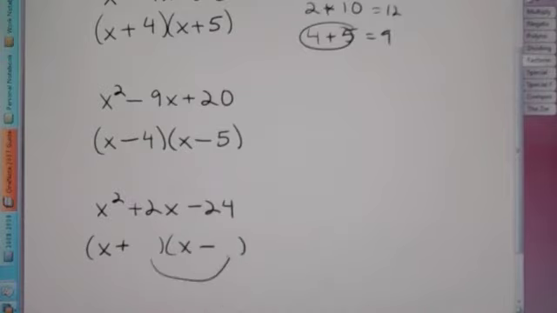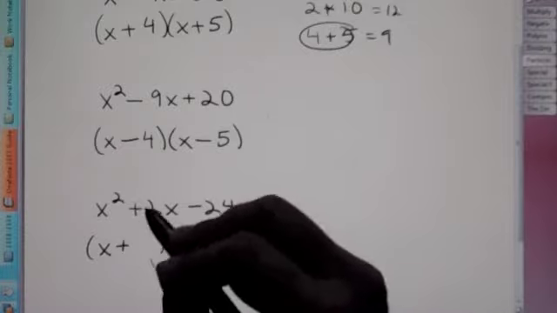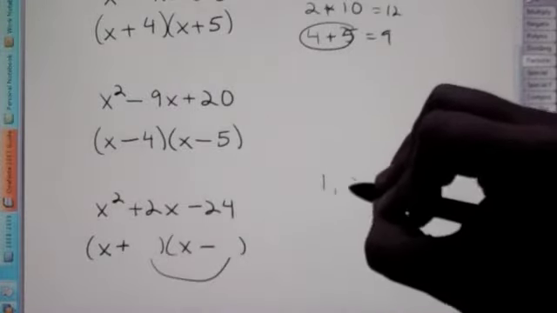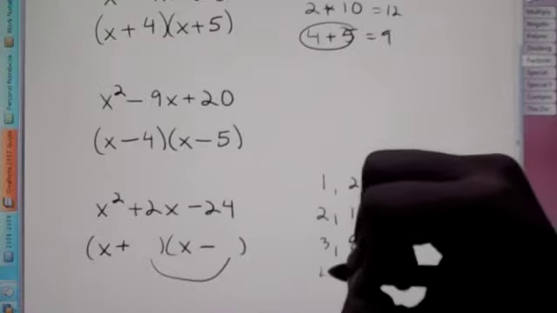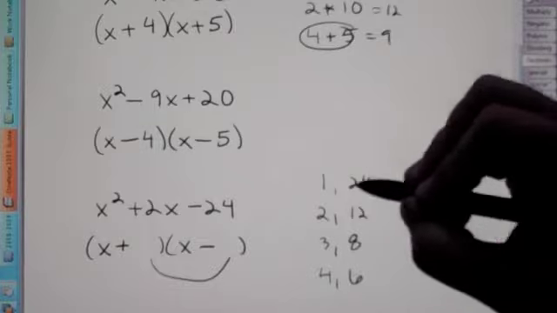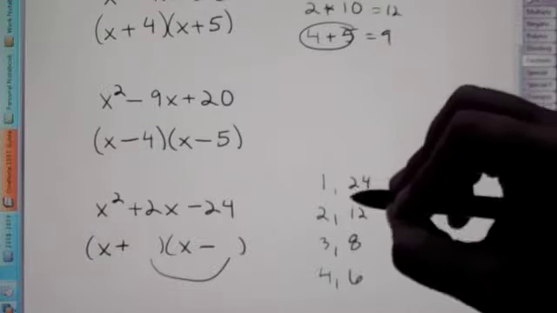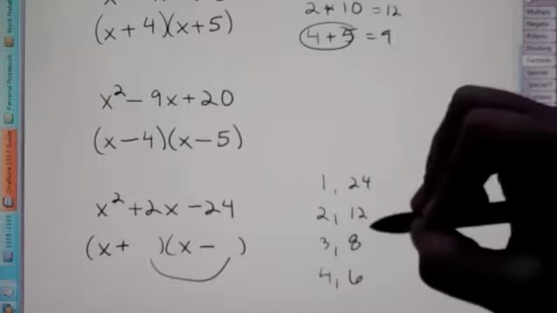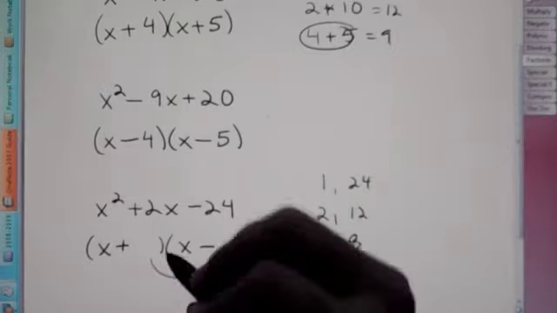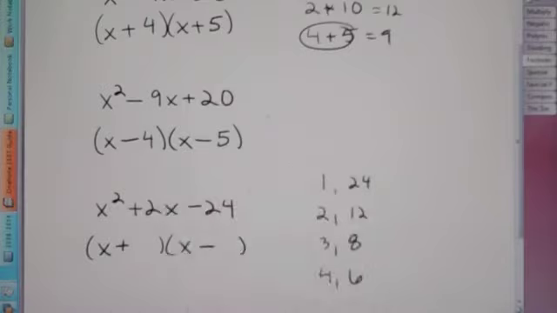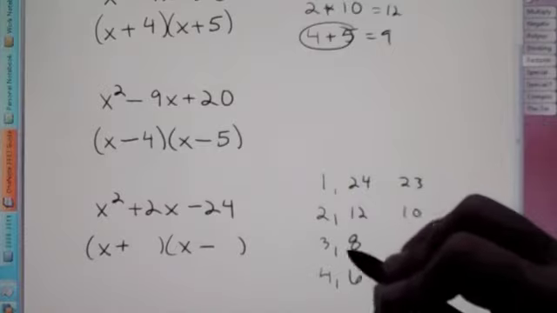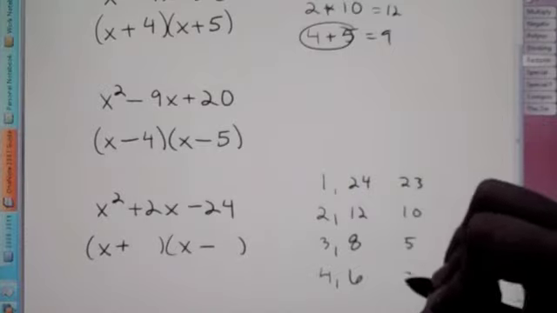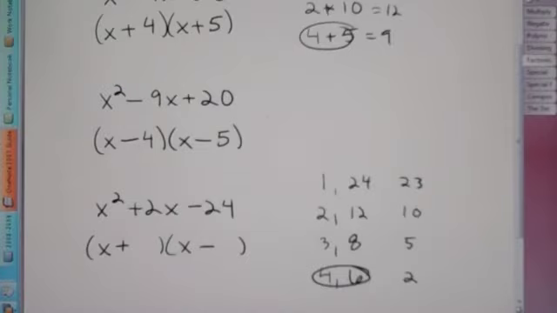So what terms multiply to equal 24, but in this case have a difference of 2? We have 1 and 24, 2 and 12, 3 and 8, 4 and 6. These are all the factors of 24: 1 times 24, 2 times 12, 3 times 8, 4 times 6. We have to find the one that has a difference of 2. This has a difference of 23. This one has a difference of 10. This one has a difference of 5. And this one has a difference of 2. So those are the two numbers you want to use.